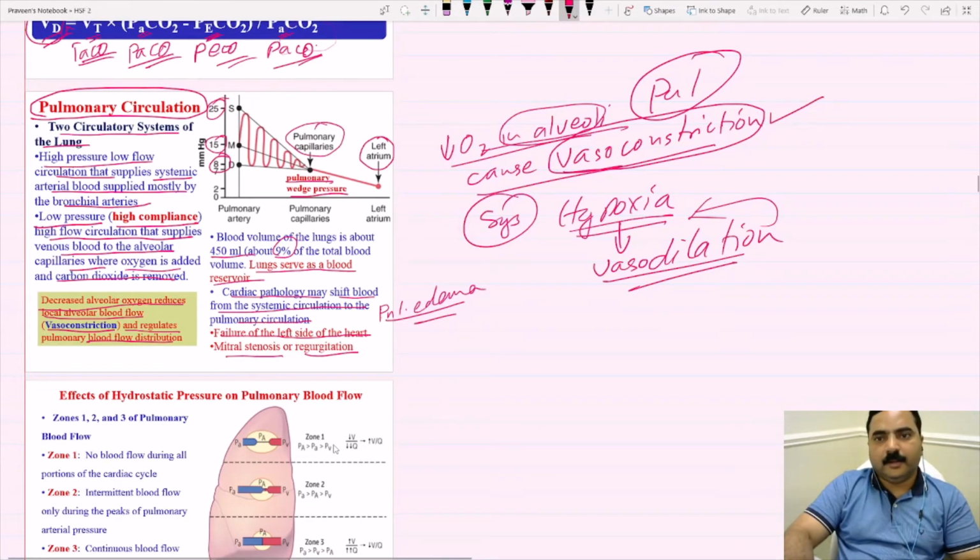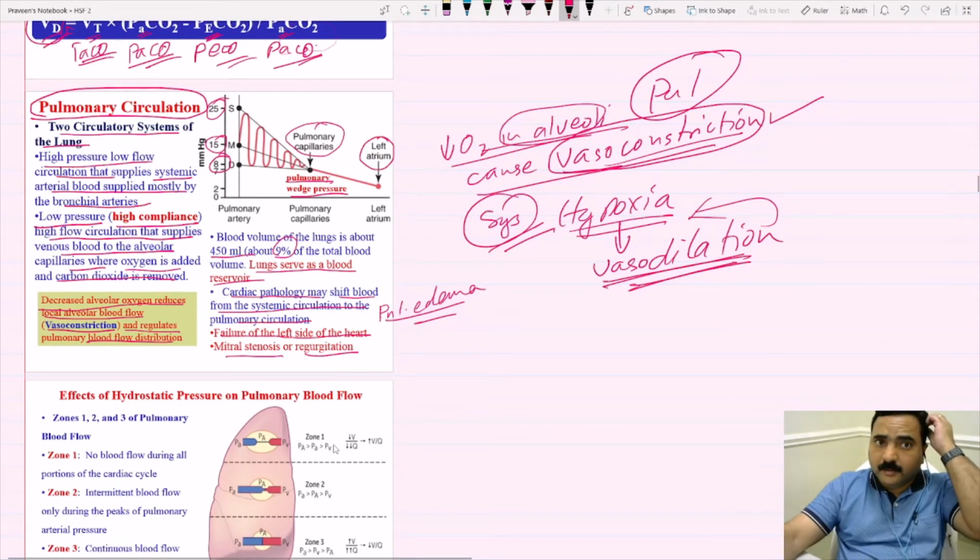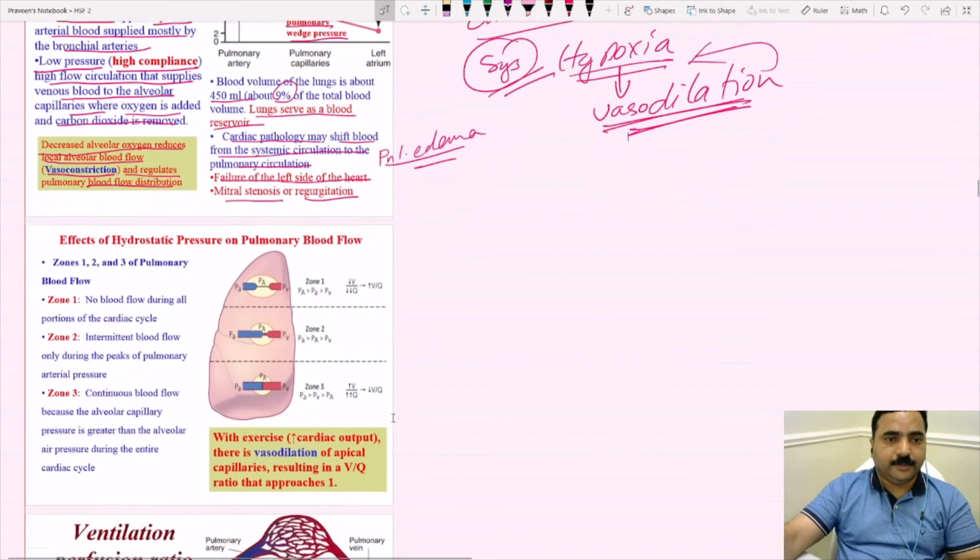In the pulmonary circulation, lack of oxygen causes vasoconstriction. In the systemic circulation, lack of oxygen, or hypoxia, causes vasodilation. Okay, so now let's continue with the pulmonary blood flow, and let's look at more details of the ventilation perfusion ratio.